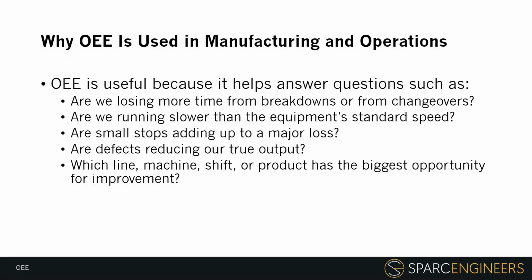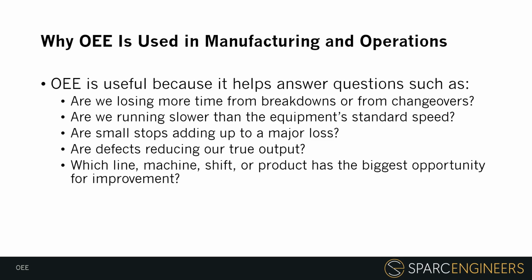The second question is, are we running slower than the equipment's standard speed? A line may be running, but still not performing well. Performance loss can come from reduced speed, unstable material flow, operator pacing, equipment limitations, jams, or repeated small interruptions.